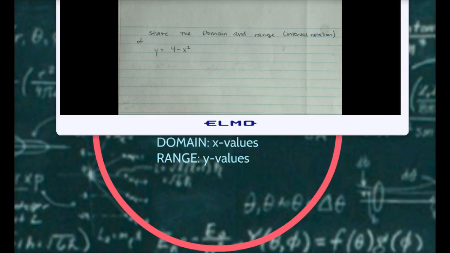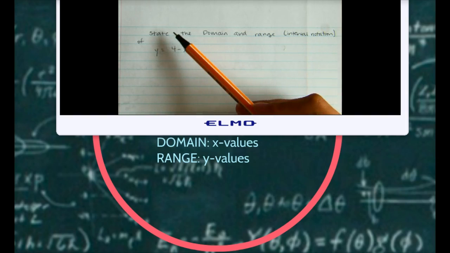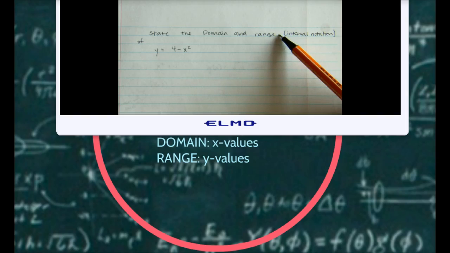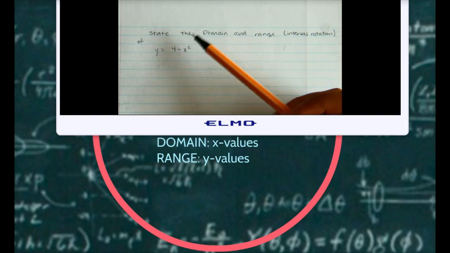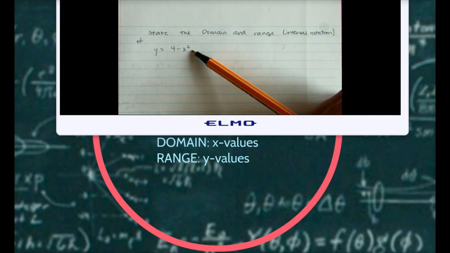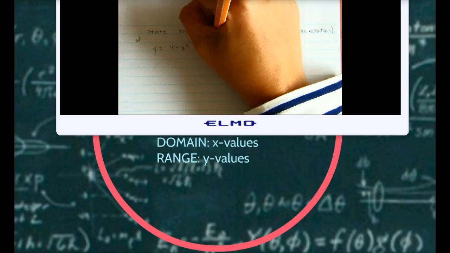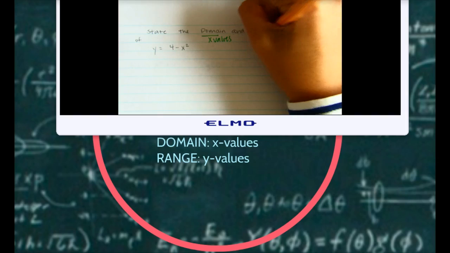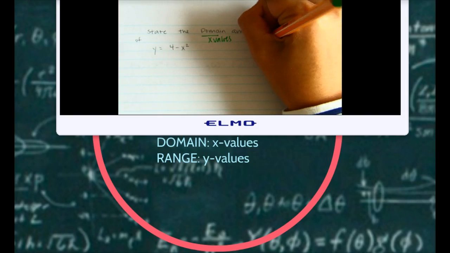Where this applies to functions, we're going to talk about a few ways you can figure these problems out. So in this question, I'm asking you to state the domain and the range in interval notation, so not in inequality form, of y equals 4 minus x squared. So remember, domain is all of my possible x values, and range is all of my possible y values.